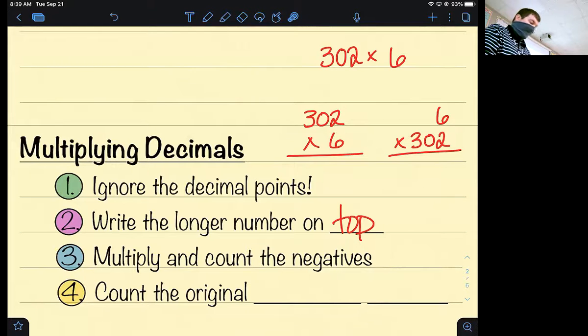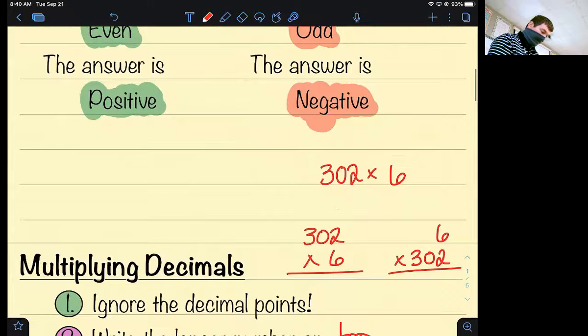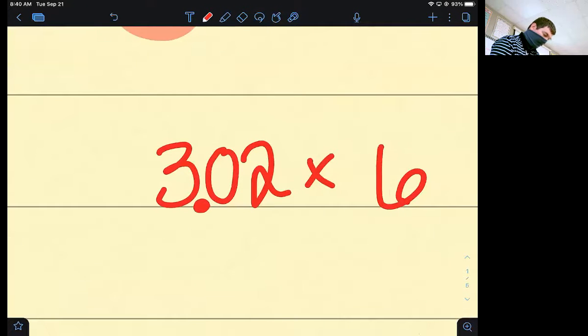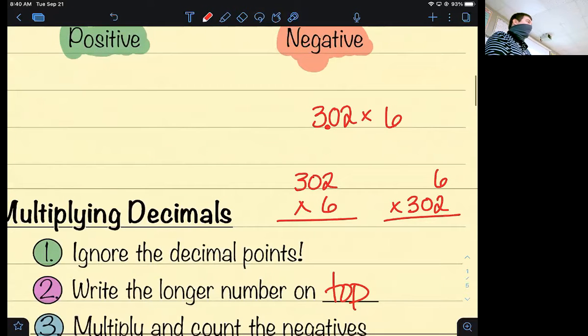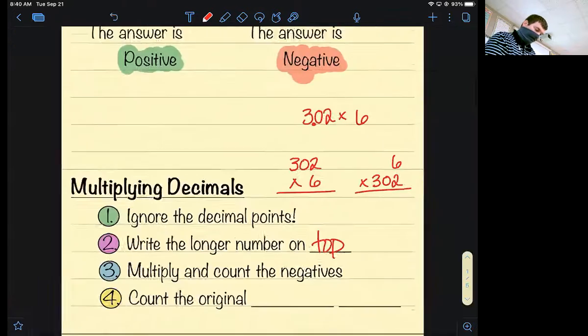Okay. Now, you can say, well, Mr. Bright, you put the larger number on top. Well, what about now? What number is larger now? The 6. Do you see why I said put the longer number on top? I still want the 302 to be on top, or the 3.02 to be on top. I want the 6 to be on bottom, but I can't say put the larger number on top, otherwise I'll confuse everybody. With decimals, you can put a decimal right there, and all of a sudden the 3.02 is smaller than 6. So the longer number, or the number that has the most digits, should go on top. Make math simple for yourself, okay?